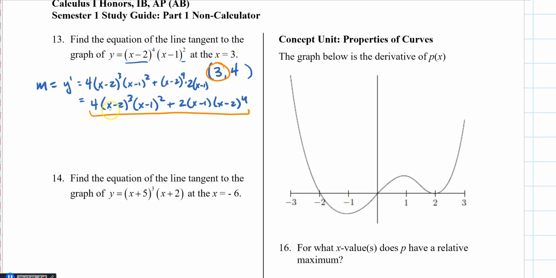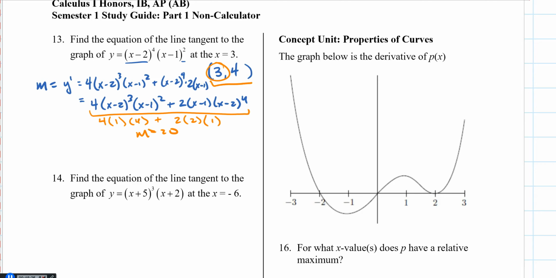So if I plug in a 3, I get 4 times, that's going to turn into 1. And then 3 minus 1 is 2. 2 squared is 4. Plus 2 times 2 times 1. So I get 16 plus 4 gives me m equals 20. So my slope is 20.